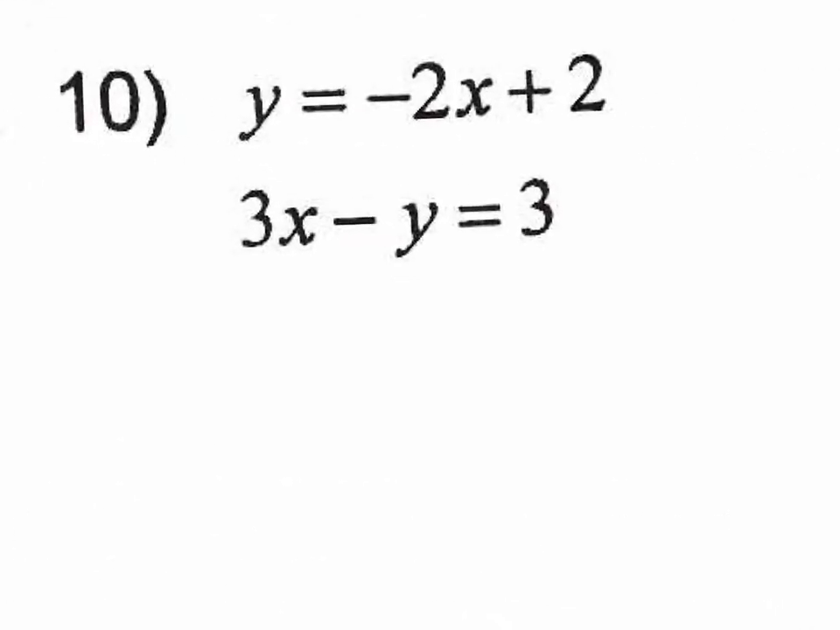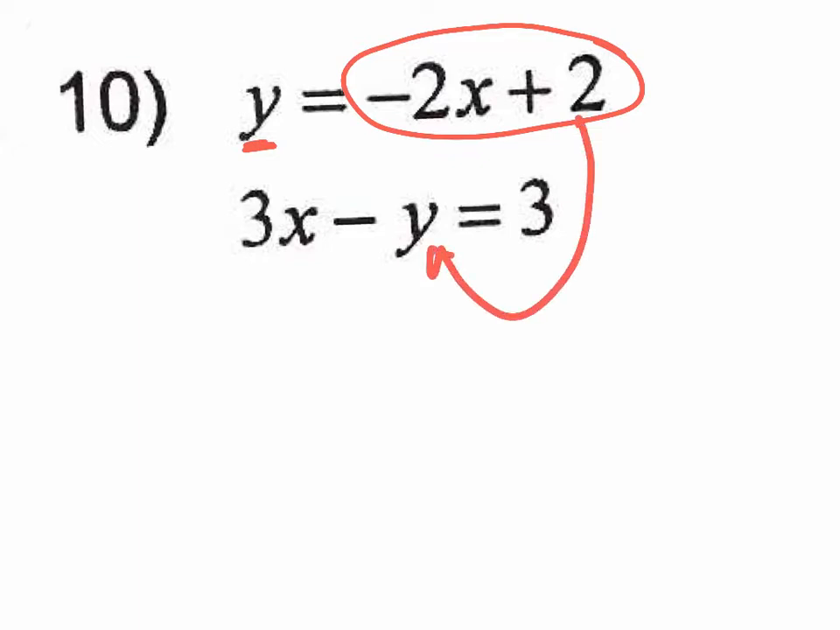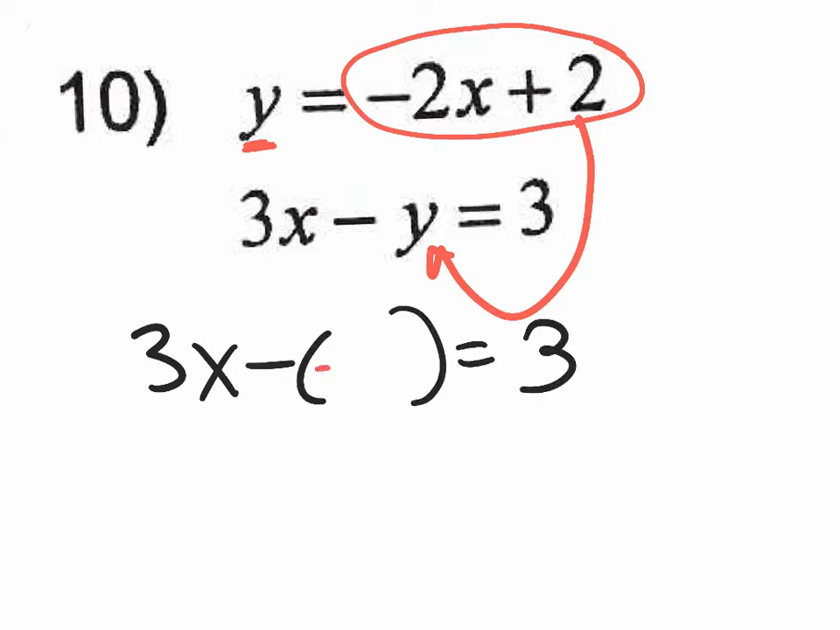All right, so what do you think? Do you think the elimination method is good here? Do you think substitution's best, right? I would say so. Let's do substitution because y is already by itself. Y equals this stuff, so let's plug this stuff into the y value. So let me rewrite my bottom equation. 3x minus y equals 3. And of course, I'm plugging in the negative 2x plus 2 right in there.